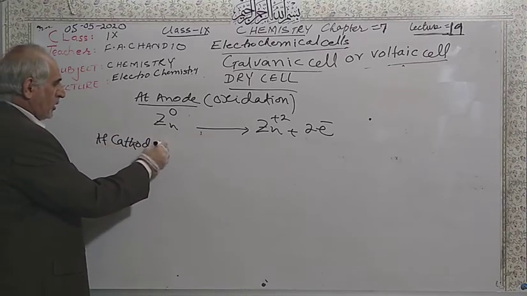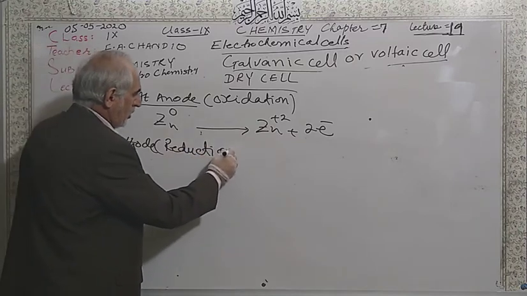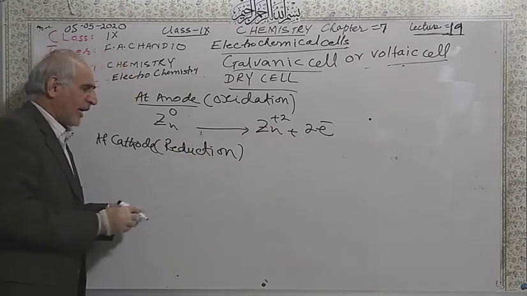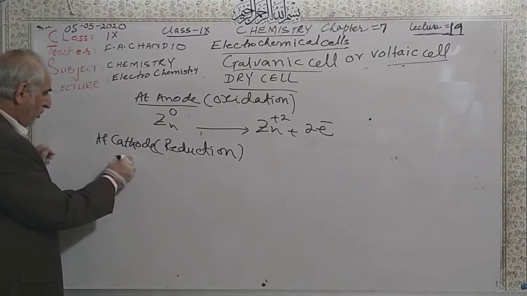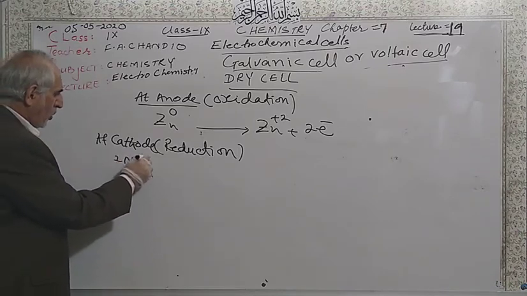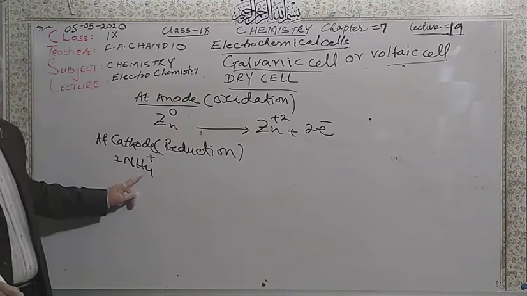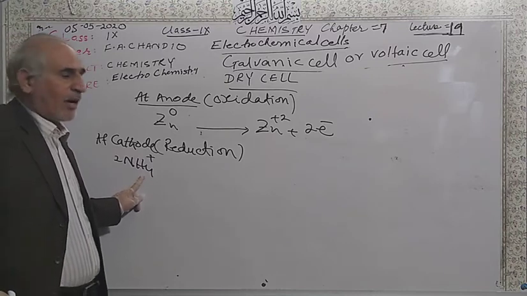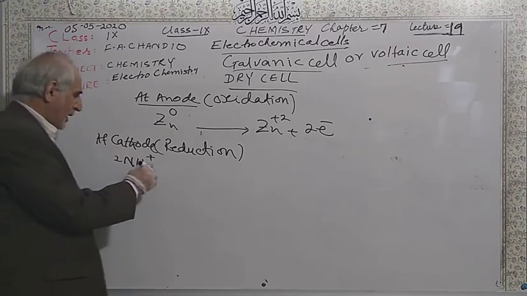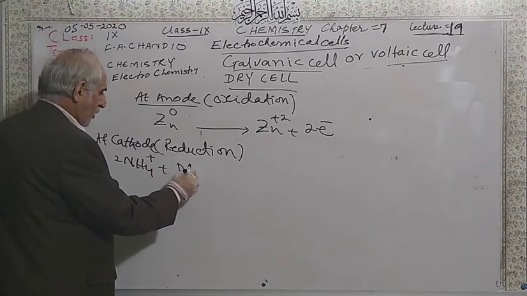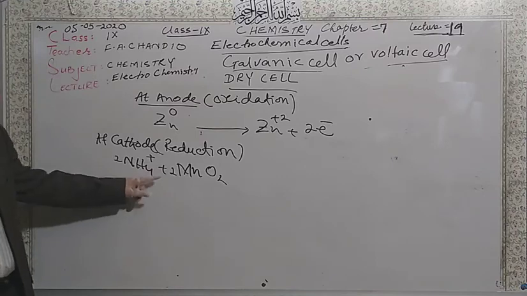At the cathode there is reduction. Ammonium chloride has no involvement, that's why I have written only the ammonium ion. Chloride has no effect, no change. That's why only ammonium. So there is manganese dioxide. These are the ammonium ions in the aqueous solution.